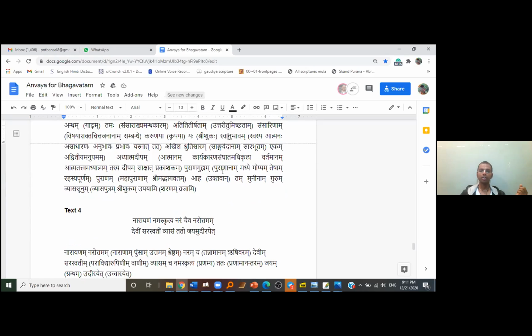So Srila Shukadeva Goswami, such Puranam, to such Tam Muninam Gurum Vyasasunam Upayami. I bow down and seek refuge. Sharanam Vrajami means we go and seek refuge in such Vyasa Sunam, which is Vyasa Putram Shri Shukam, the son of Vyasa, Shri Shukadeva Goswami, who is the Guru, the spiritual master of the Muni Vargas. He's not just Guru of the Samanya Jana.